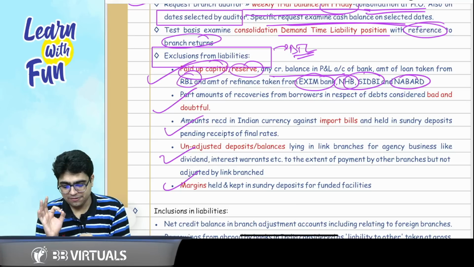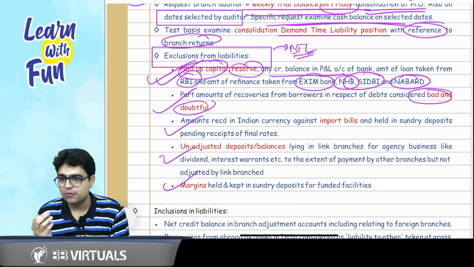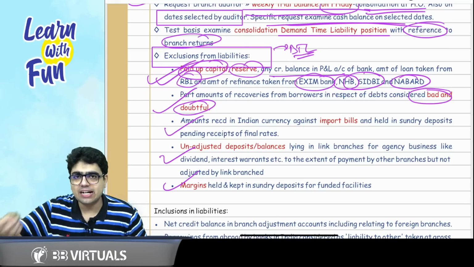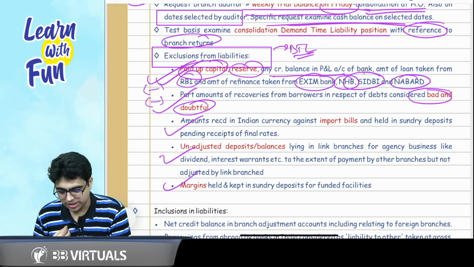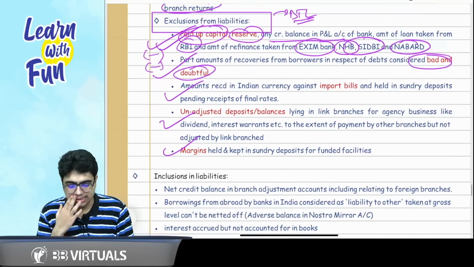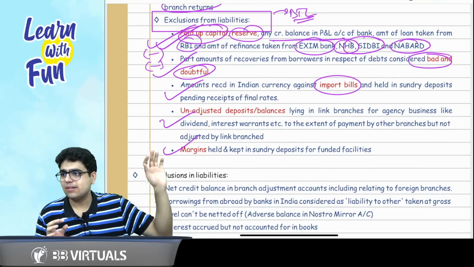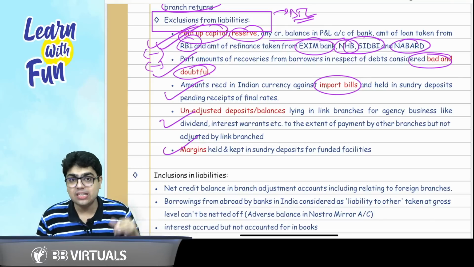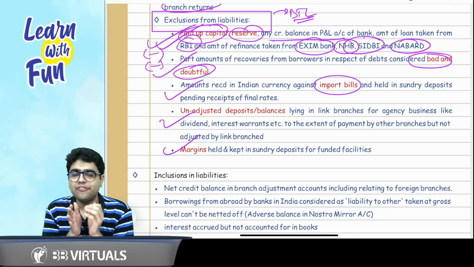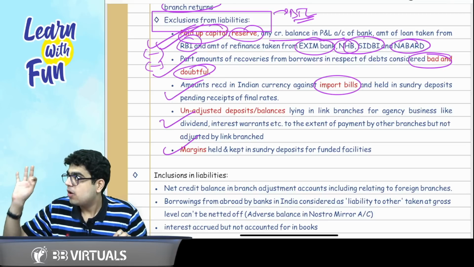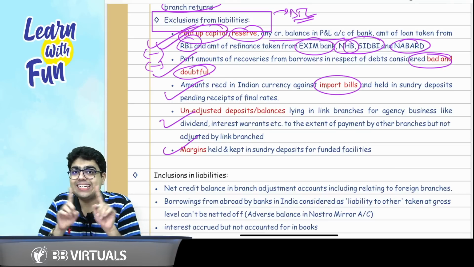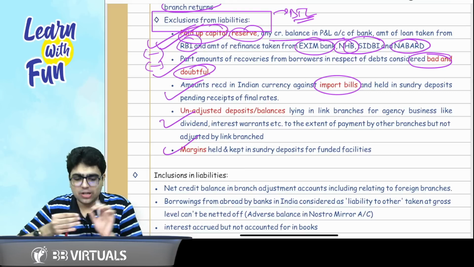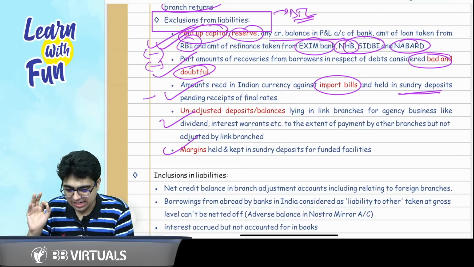Next thing, sir, P for paid up share capital, P for provision for doubtful debts. If you had created any provision for doubtful debts for which you have recovered the amount, again, that will be excluded from the liabilities. Now, sir, what is the other thing? Import bills. In case there was an importer, from whom you had to receive the money, he has even given you the money, but you have kept that money under sundry deposits. Now, the money which you have received from the importer, again, it is not your liability. It is just that for complying with the requirement, you have kept it under the sundry deposits. Again, it will be excluded.